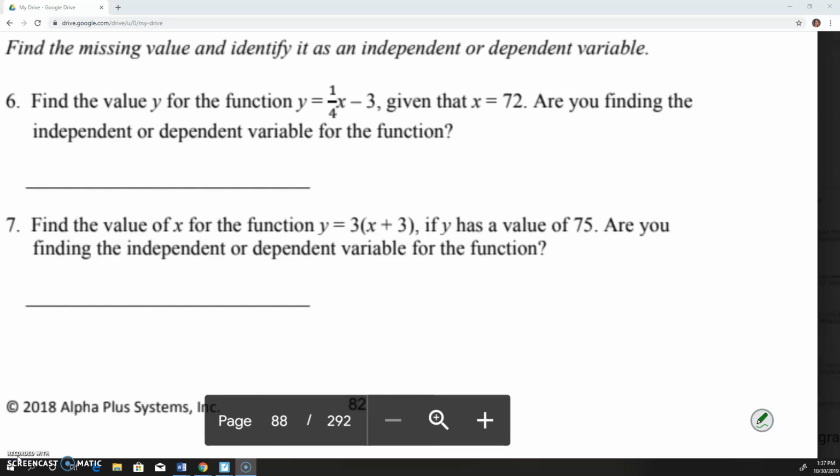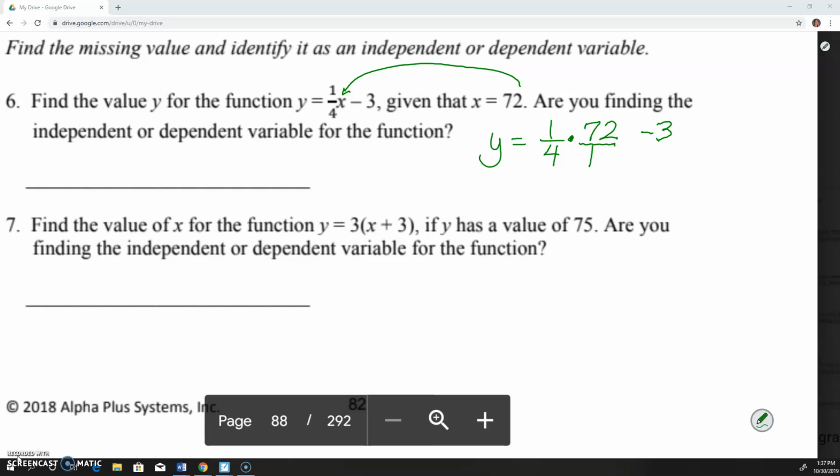It says, find the value for y if the function y equals 1/4 x minus 3 is given and x is 72. So they give you x, so you're going to plug it in where x goes, right? So you have y equals 1/4 times 72 minus 3.